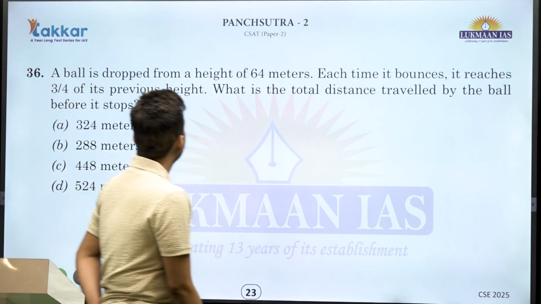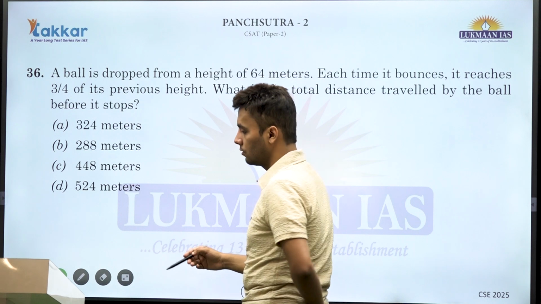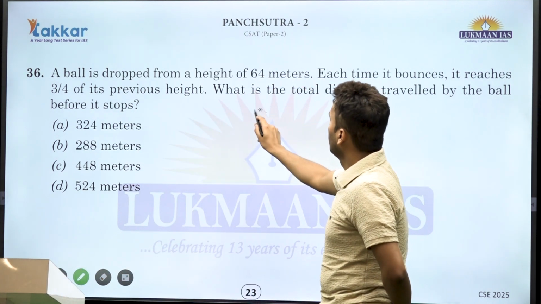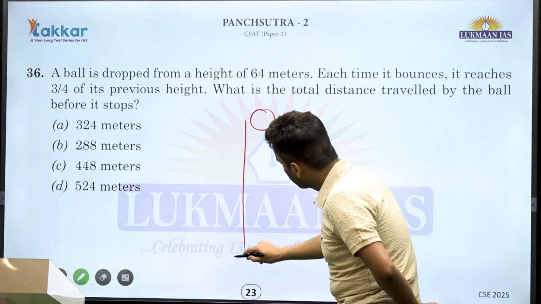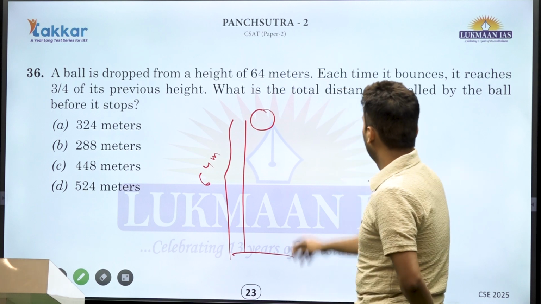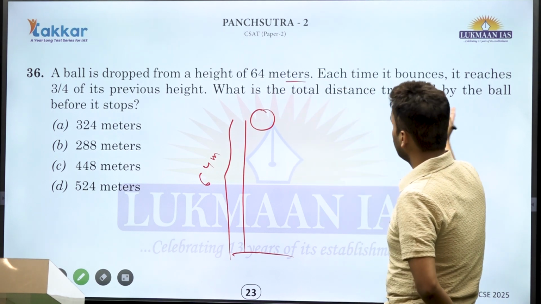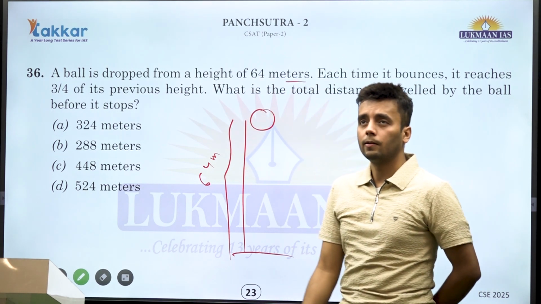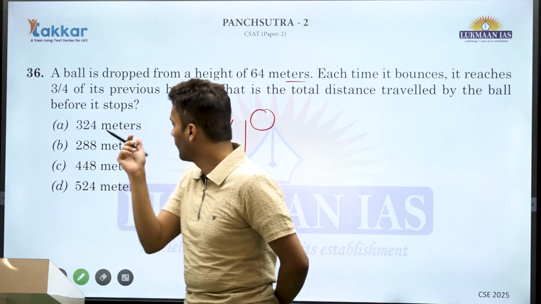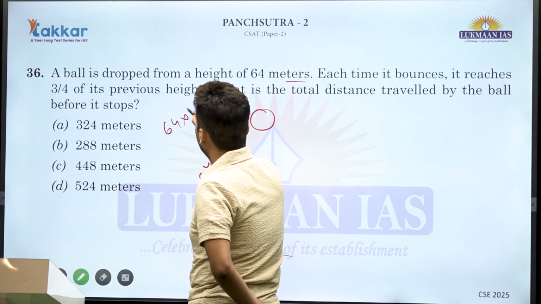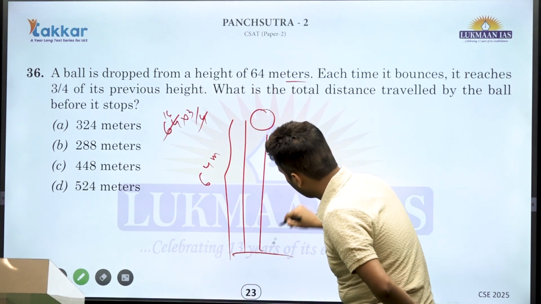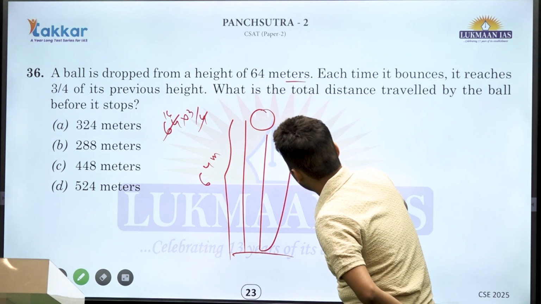Let's move on. A ball is dropped from a height of 64 meters. Now this is a bit conceptual, so focus. There is a ball dropped from a height, this is the ground level, and this height is given as 64 meters. Each time it bounces, it reaches 3/4 of its previous height. So every time it bounces, it goes back to 3/4 of its previous height. That means, what is 3/4 of 64? 48 meters.